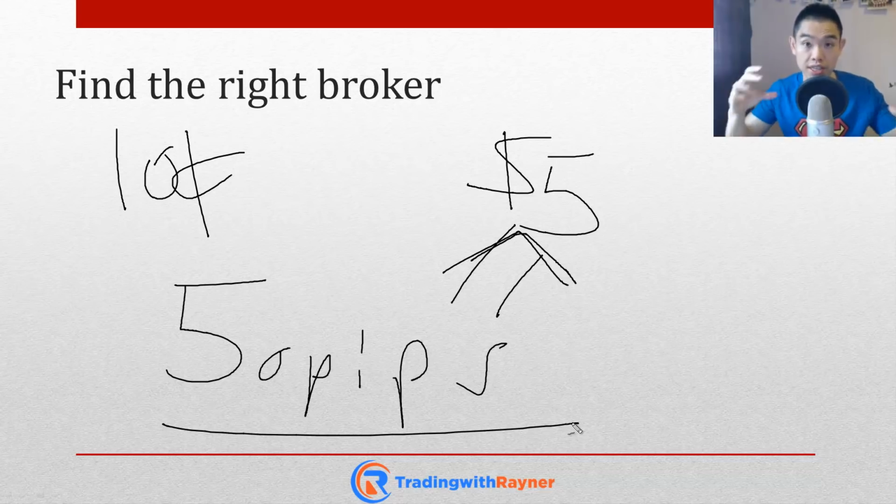But your stop loss now, you can see it's wider. You have 50 pips of buffer to trade with as your stop loss. So this is the difference between trading with a broker that offers a minimum of 0.1 lot and trading with a broker that offers a minimum of 1 micro lot.